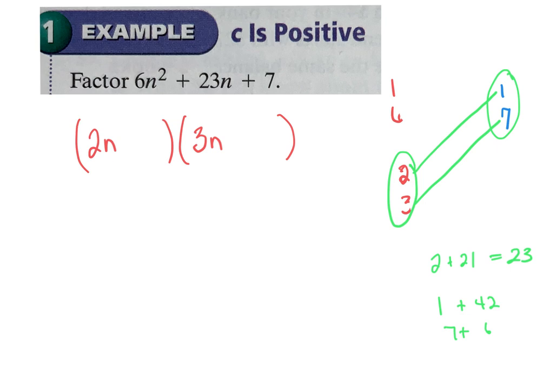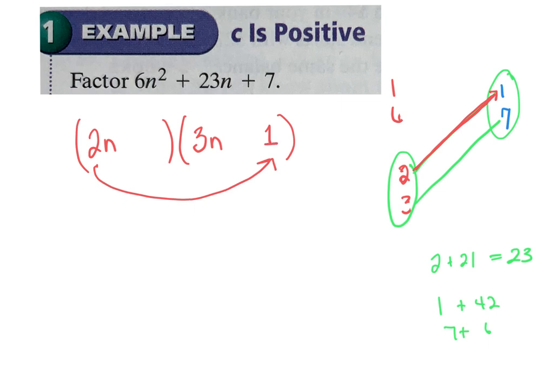All right? And so I know 2n and 3n, that gives me 6n squared. We're good. All right? I need the 2 to multiply by the 1. So if you go back to the FOILing, and here, if I want the 2 to multiply by the 1, 2 is an outer term. It has to multiply to an outer term. So my 1 has to go over here.